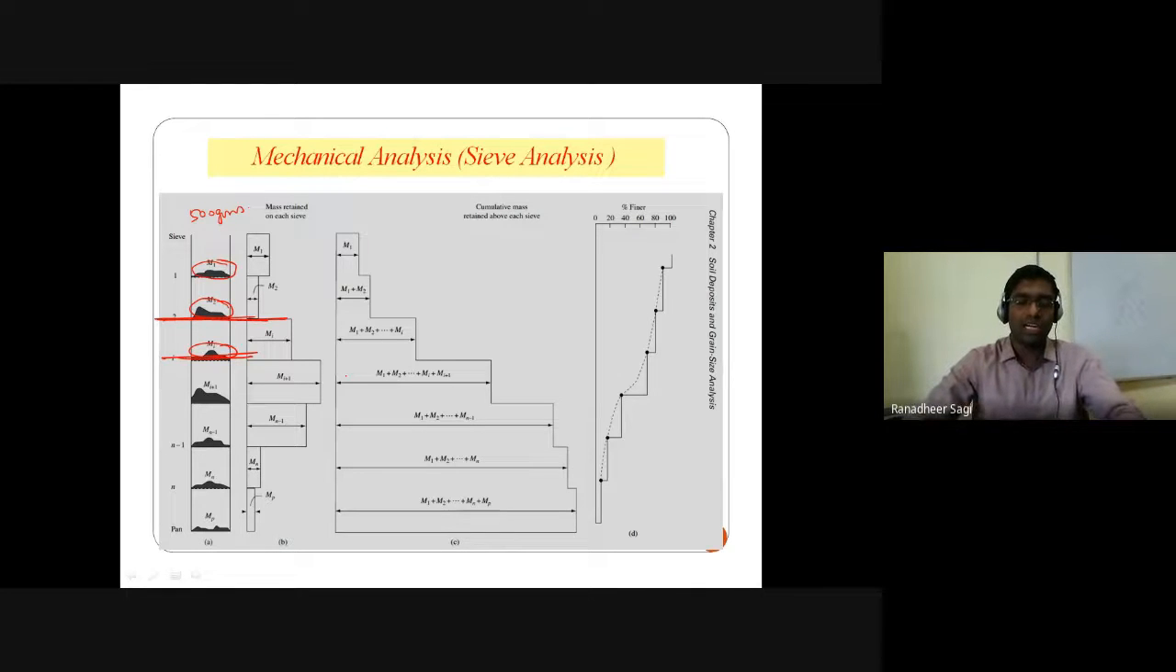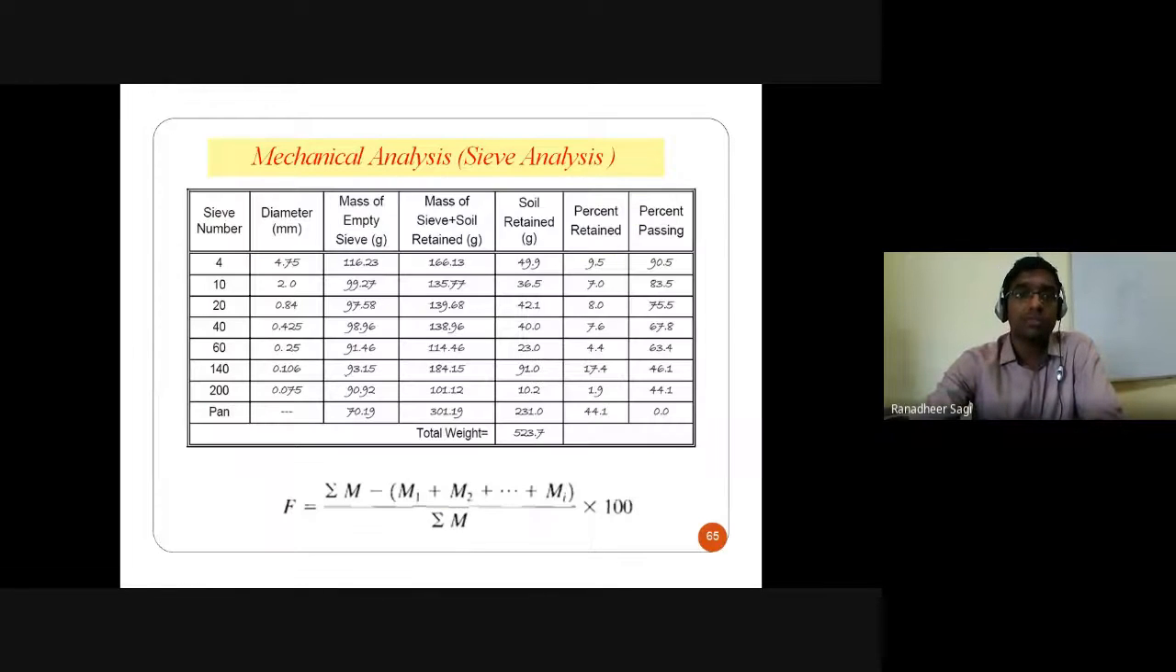Likewise, I can go on to calculate my percentage finer value with respect to different sieve sizes, and depending on that, we can plot a graph between percentage finer value on the vertical axis and sieve size on the horizontal axis, on a logarithmic scale. This is typical test result which I have included here, which would give you an idea of how percentage retained, percentage passing or percentage finer values are calculated. So this is the expression we are going to use for calculating the percentage finer values.